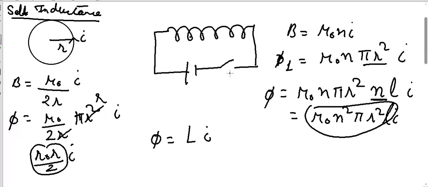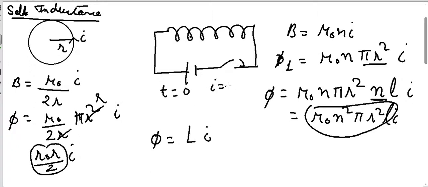Okay, now this seems difficult, but actually it is very simple: the concept of self inductance. Suppose I have a battery and the loop is open now, and at t equal to 0, I close it.